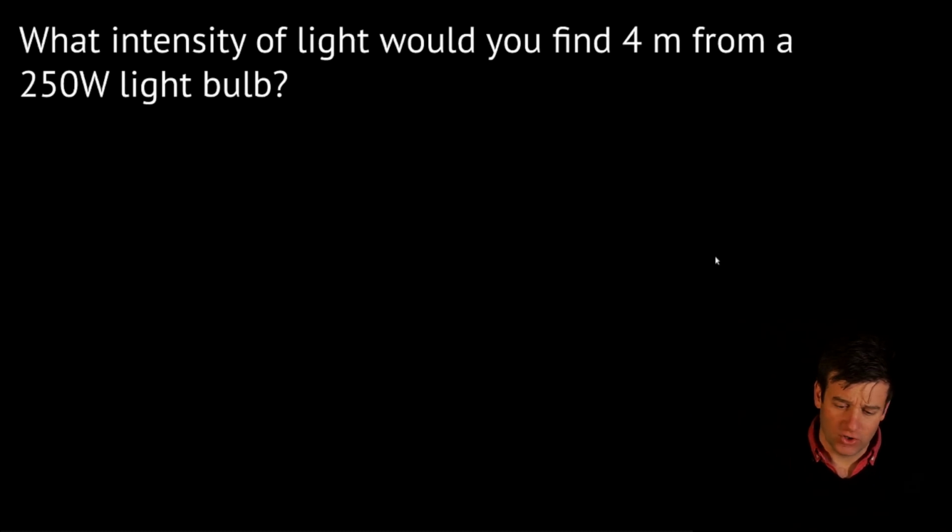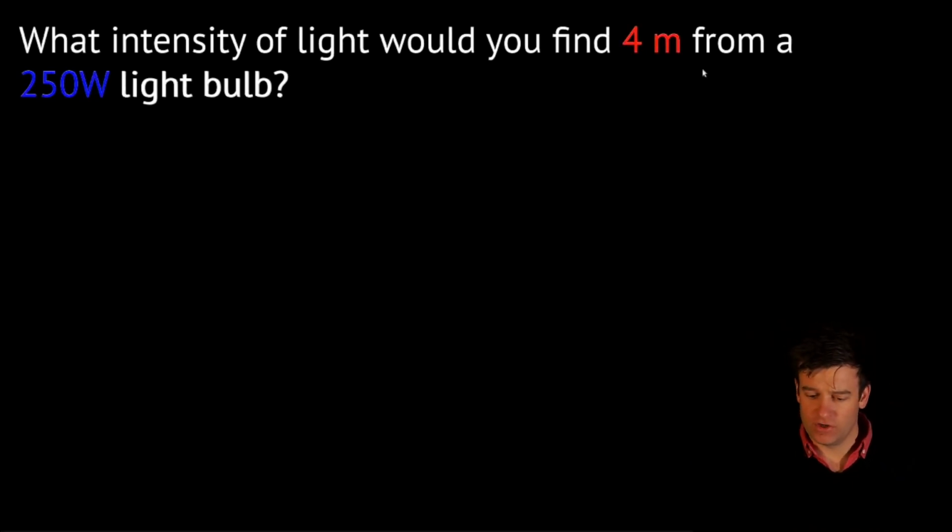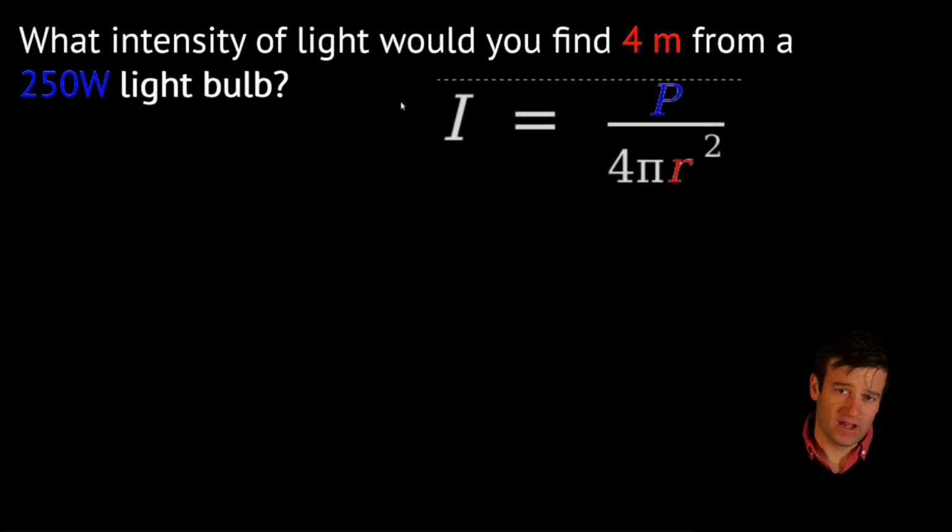Let's make it practical. You turn on a 250 watt light bulb, that's a bright light bulb in a room, and we want to know what intensity of light you find as you get 4 meters away from it. Well, remember our formula. We need to know a distance, which we'll call r, and a power, which we'll call P, and we need to then calculate the intensity. Intensity is going to be equal to power divided by 4 pi r squared. Please pause me now and solve this problem. Do your best. It's okay if you're wrong. Go ahead and pause now.